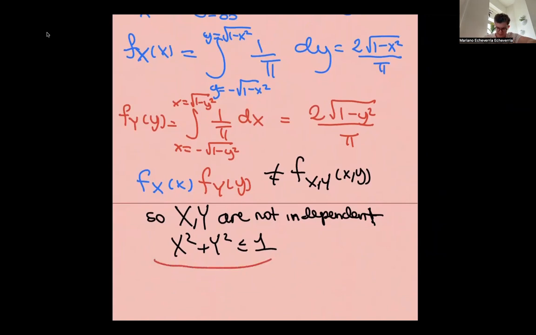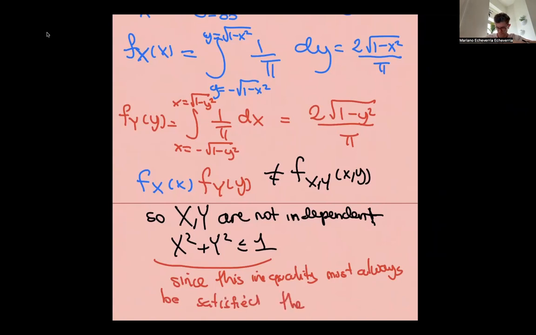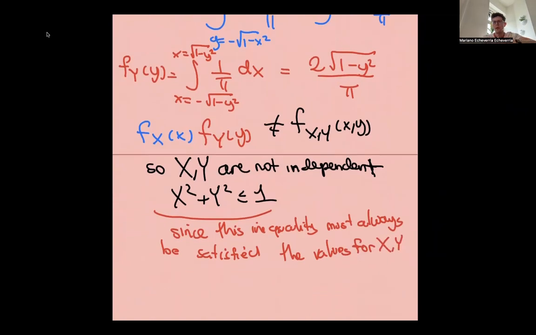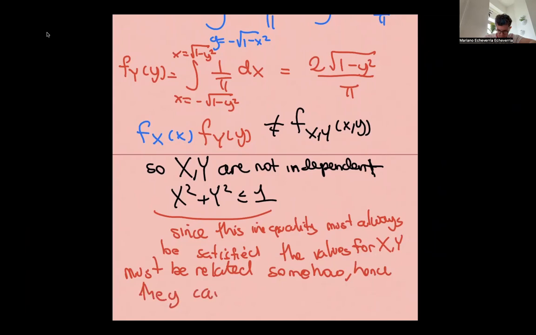Is that making sense? Since this inequality must be satisfied, the values for x and y have to work with some sort of coordination. They must be related somehow, since they can't be independent. Is that okay?